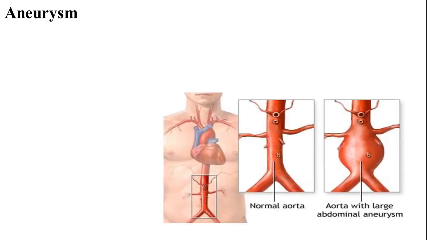This is a normal aorta. The aorta with a large abdominal aneurysm. The blood vessel wall balloons out and becomes an oval shape, and it can rupture and heavy bleeding results. Abdominal aortas are more prone to aneurysm because of the place where it divides into the right and left common iliac arteries; the pressure inside the abdominal aorta increases and an aneurysm occurs.